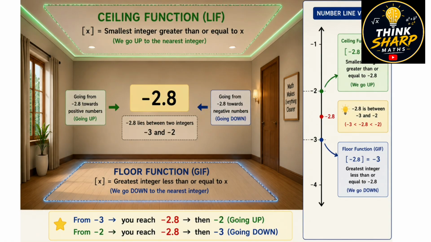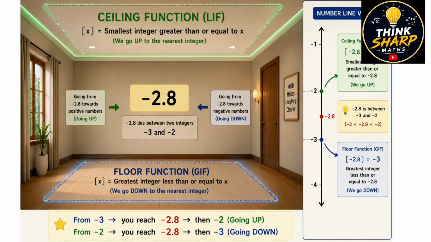LIF and GIF. You can imagine one number, minus 2.8, on a number line. So minus 2.8 is coming from where? If you see the floor of it, meaning from where it is coming, it is minus 3. Okay, minus 3 it already crossed. Now it is going towards the positive numbers. So the next integer which is going to come is minus 2. So minus 2 will be LIF here and minus 3 will be GIF. Okay, it is very clear.